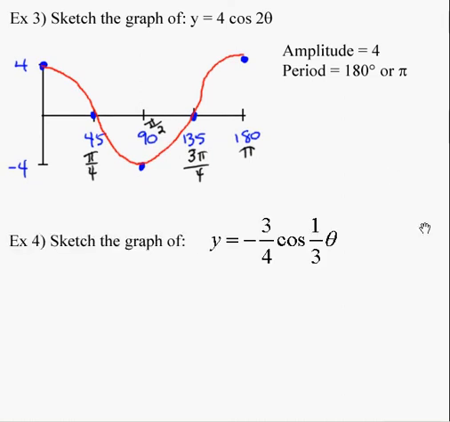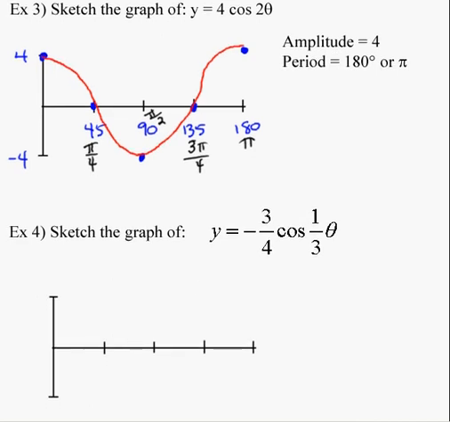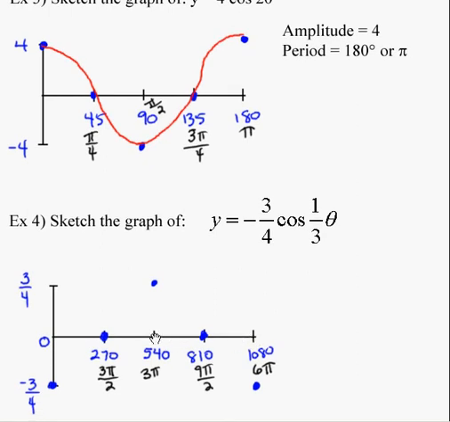All right, let's look at one last one. Let's make this negative. So all the maximums will become minimums. All the minimums will become maximums. 360 divided by 1/3 is 360 times 3, or 1080. Half of that is 540. Half of 540 is 270. 270 and 540 is 810.